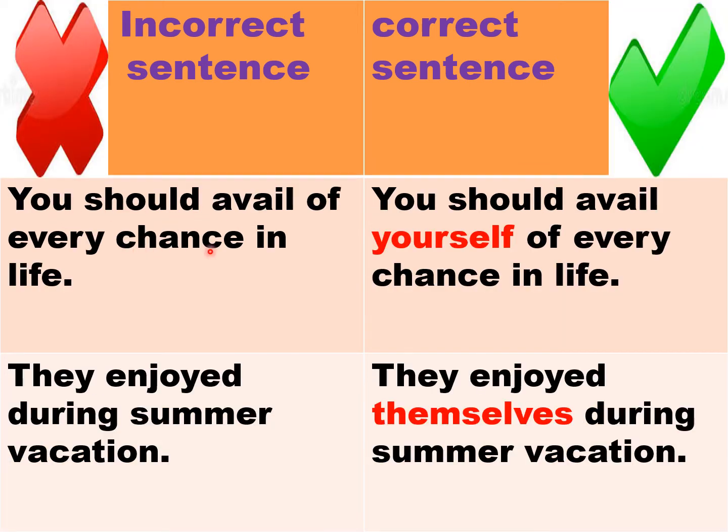You should avail of every chance in life. They enjoyed during summer vacation. Here, enjoyed and avail are used reflexively. So, a reflexive pronoun must be used here. This enjoyed is a special type of verb because what they enjoyed is not mentioned anywhere in the sentence. So, they thoroughly enjoyed themselves, that is, they enjoyed the food, music, etc. So, in sentences like this, we must use a reflexive pronoun. See, when enjoy is used without an object, then it takes a reflexive pronoun. If there is an object after enjoy, there is no need to use a reflexive pronoun.